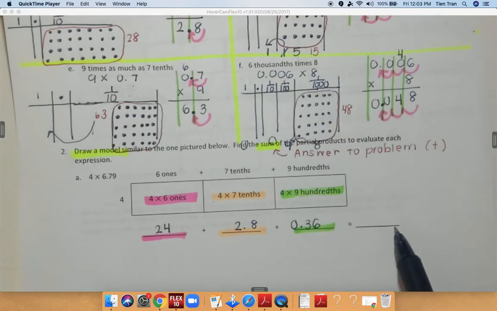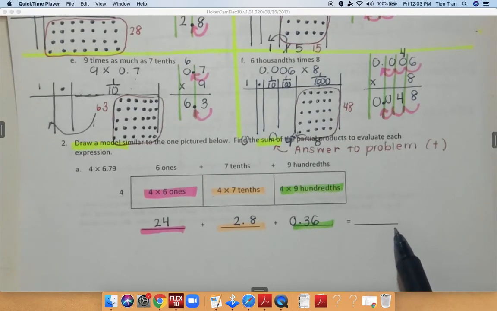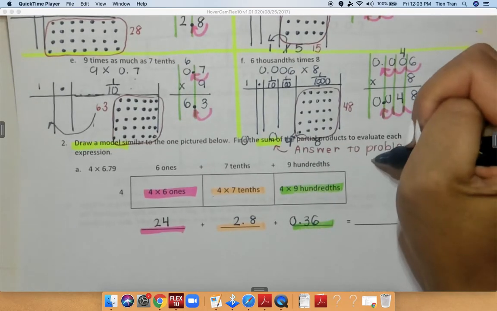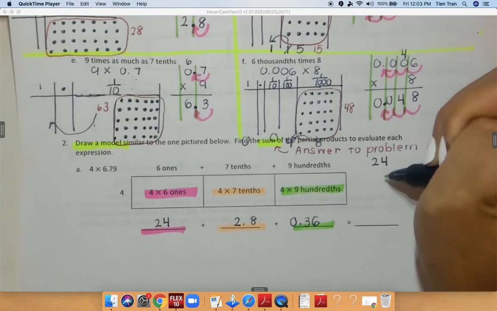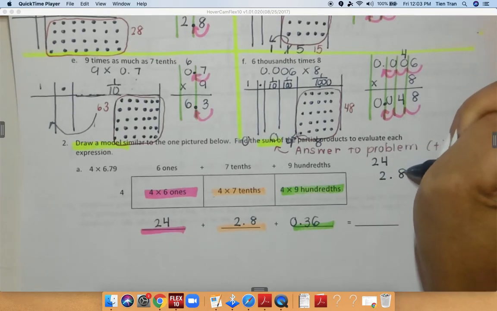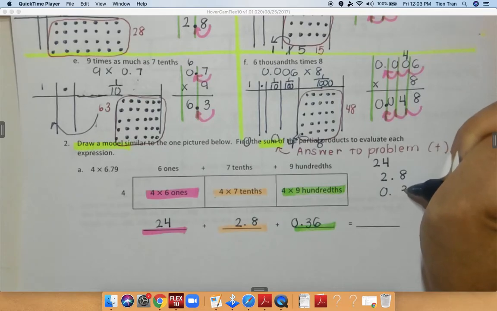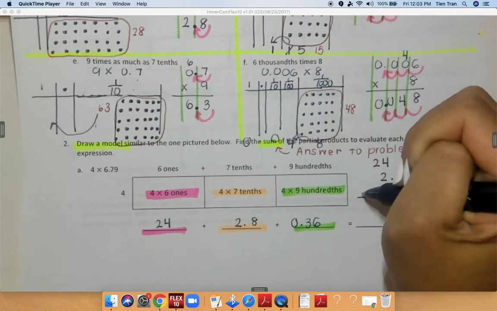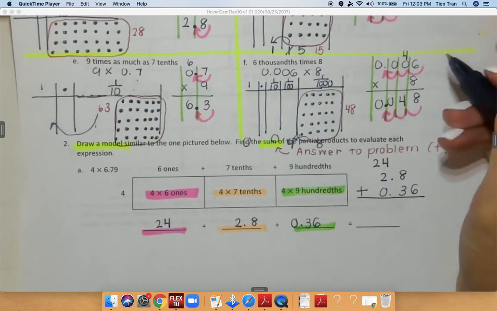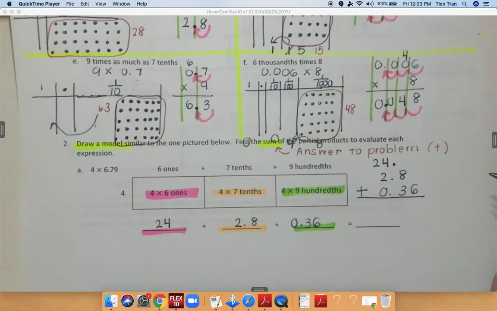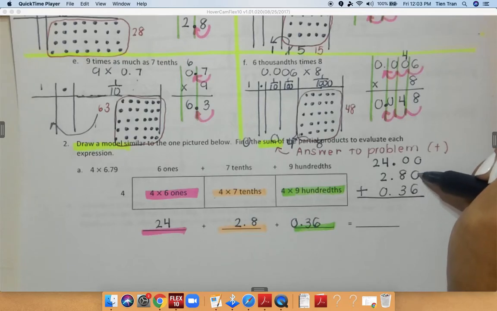Now they want you to add all of those numbers together to get your final answer. So I'm going to add 24 plus 2.8 plus 0.36. Now, if you look here, you notice that the 24 is a whole number. You can add zeros right there, so it makes more sense. I'm going to do the same thing right here.